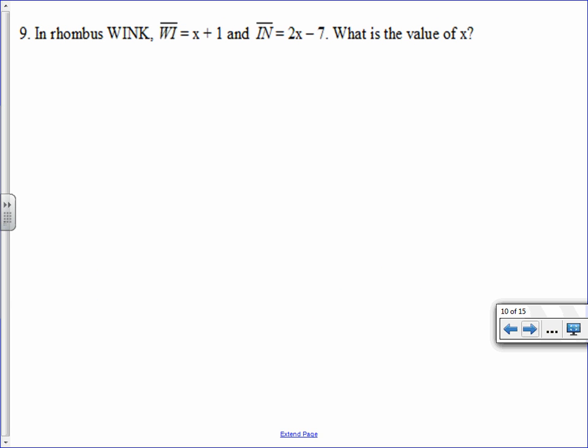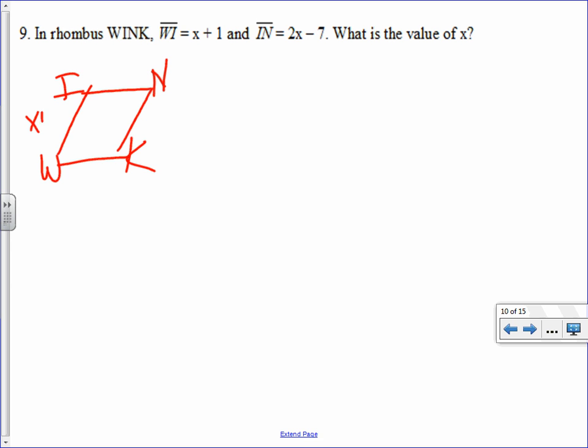In rhombus length. WI is x plus 1. IN is 2x minus 7. Oh, what's a good idea? To draw a picture? I don't need to draw a picture for this one. What question should you be asking yourself? Take 3 seconds. Ask yourself the question. Did you come up with it? The question is segments or angles.